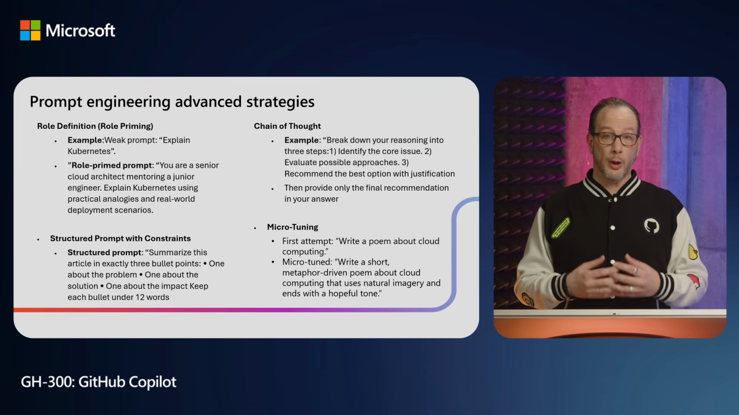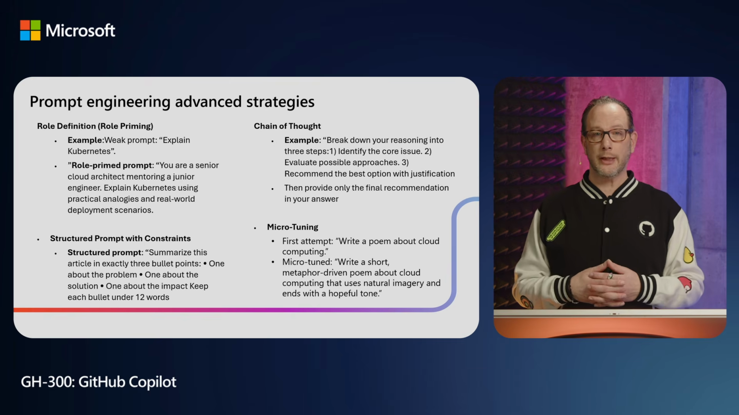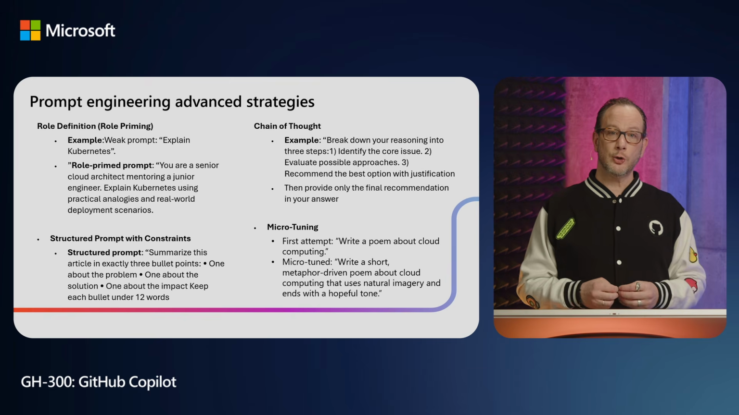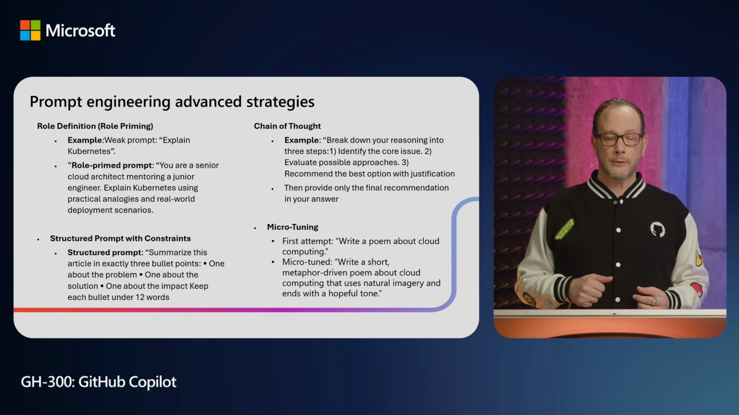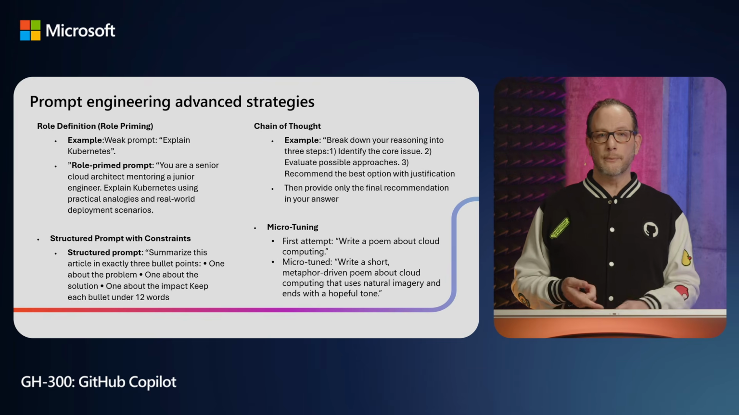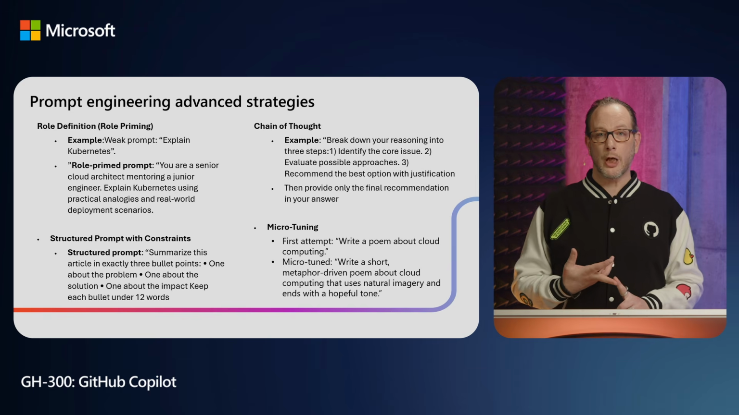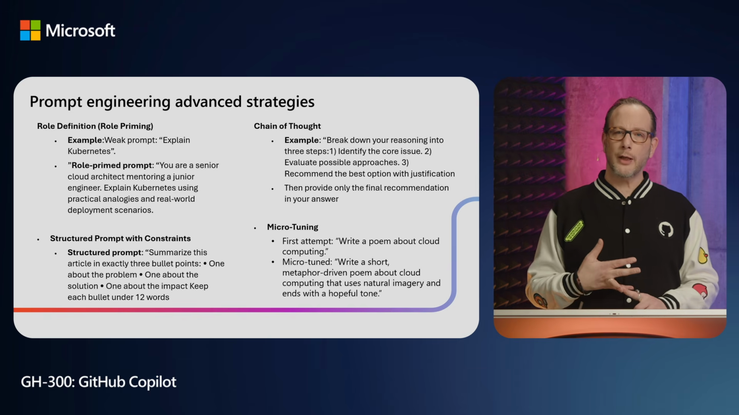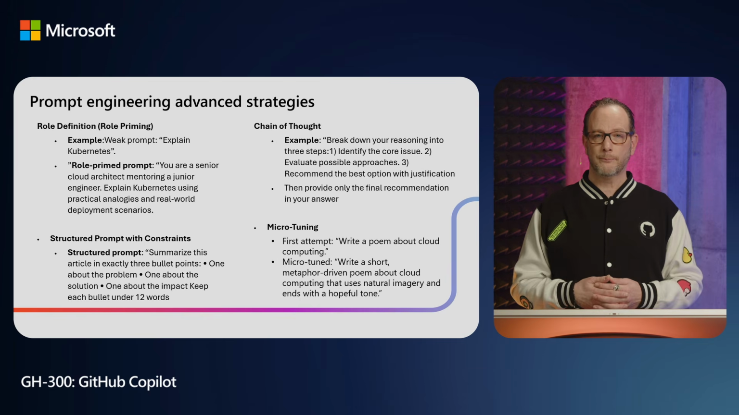Chain of thought is another popular approach. You don't need the model's whole reasoning. You just need to guide it through thinking in steps. This prompt approach could look something like this. Break down your reasoning into 3 steps. Step 1, identify the core issue. Step 2, evaluate the possible approaches. And step 3, recommend the best option with justification. And then why not add step 4 to provide only the final recommendation in your answer. Then in this scenario, you're shaping the model's internal reasoning without asking it to reveal the entire chain of thought.